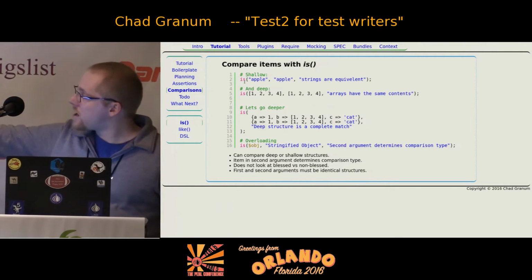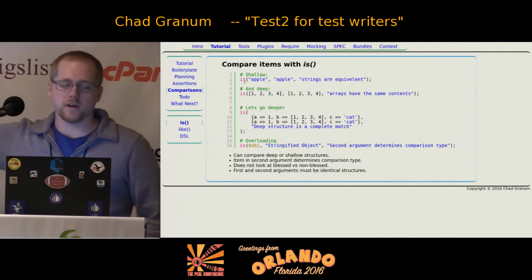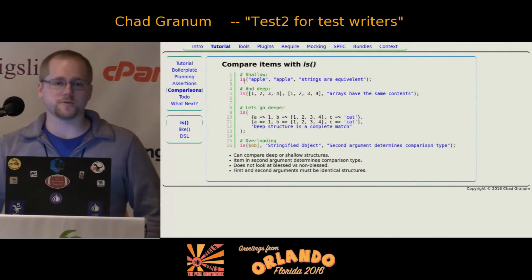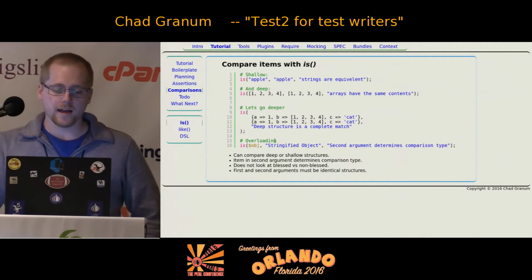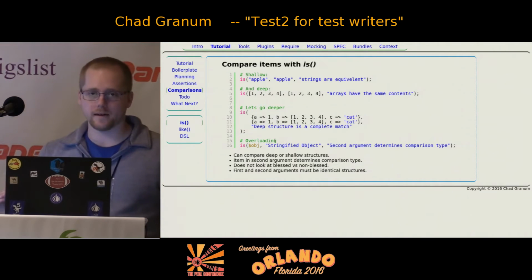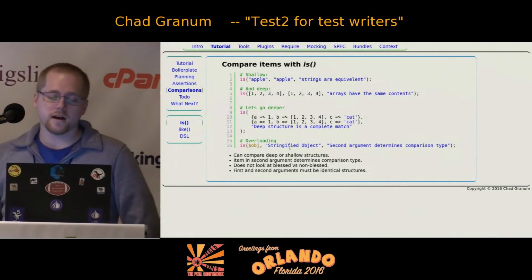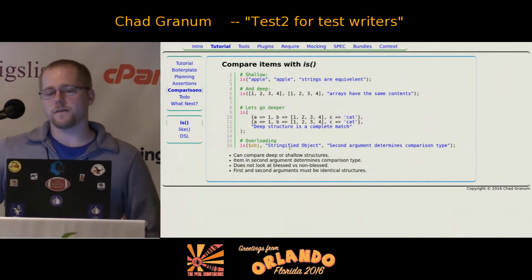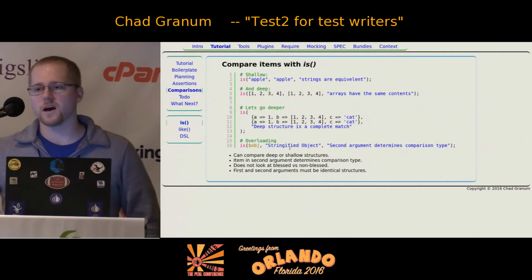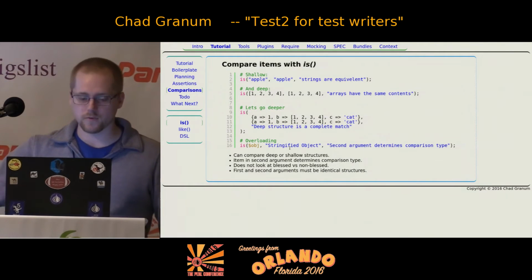And then at the bottom, showing you an edge case, which is overloading, which is where you have an object that when used in string context returns a string. And you can see that this test will do the right thing, which is a very important thing to be aware of. The deep comparison, just like isDeeply, does not care if the things you pass it are blessed or not. It will not pay attention to whether or not it's blessed.